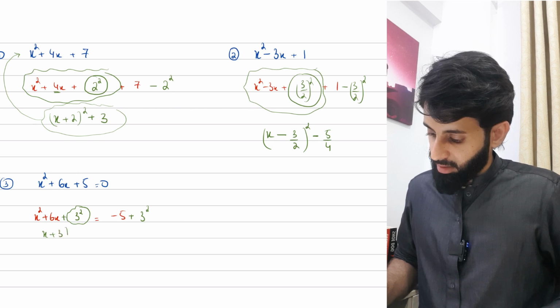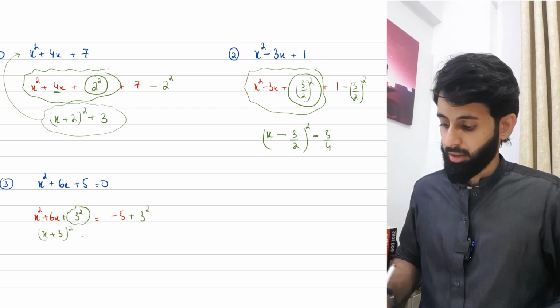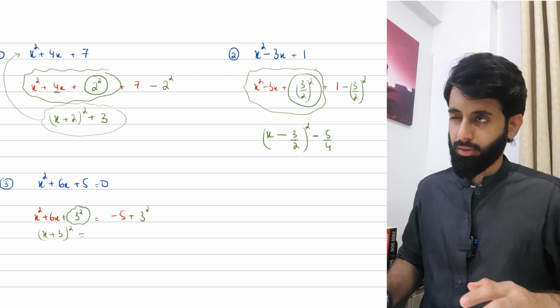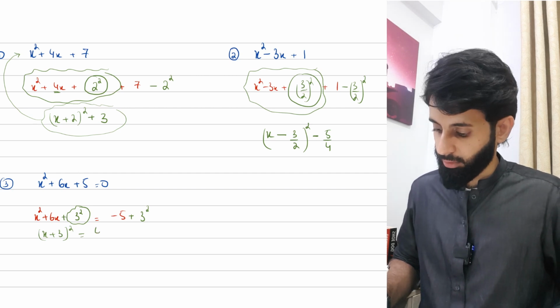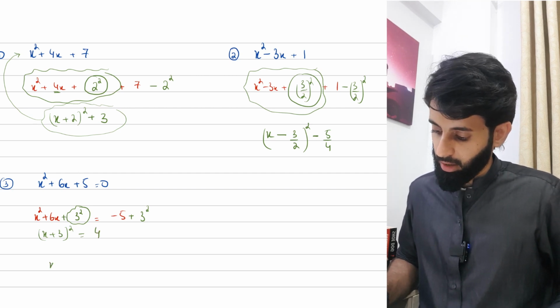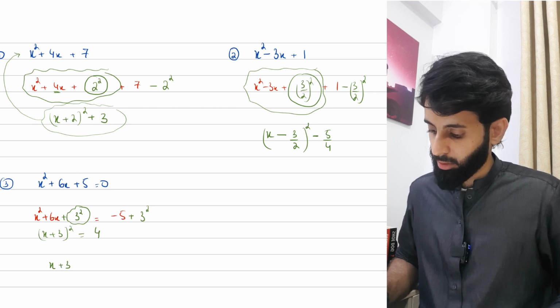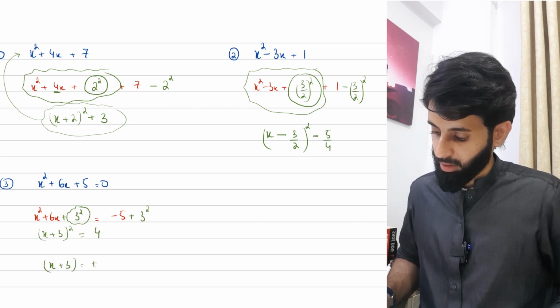So this compresses into x plus 3 the whole thing square. On the right hand side, however, I have minus 5 plus 3 square, which is positive 4. Now you can solve this with the help of taking the square root on both sides. When you do that, you get plus minus 2.